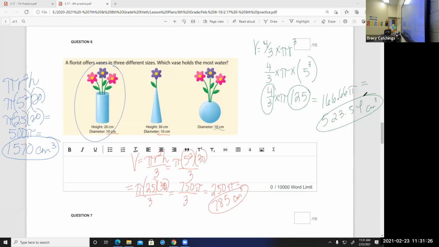All right, so we clearly found them all. Which one holds the most? The cylinder. Surprisingly.